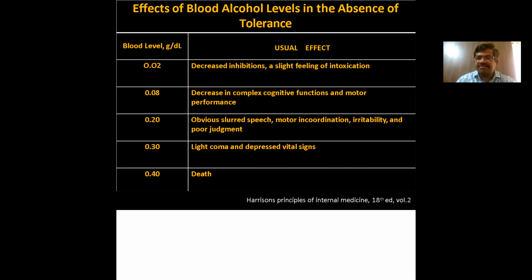You can see the alcoholic persons, they are more of swinging, imbalance, and do not react with any quick reflexes. So that is observed. And also if you see the blood level of 0.20 gram per deciliter, there is also slurred speech, obvious motor incoordination, irritability and poor judgment. So these are all the more complicated things.